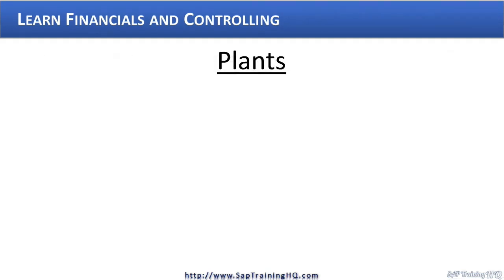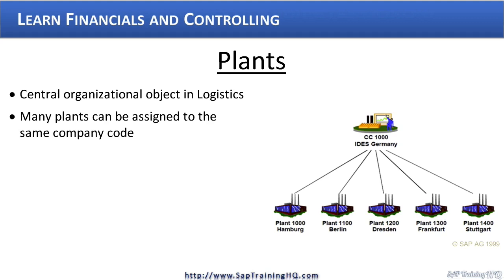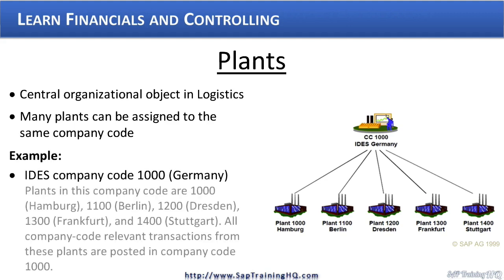First of all, plants. A plant is the central organizational object in logistics. Many plants can be contained in a company code. This means that many plants can be assigned to the same company code. Let's consider the example of the IDES company code 1000 for Germany. As shown in the image here, the plants in this company code are 1000 for Hamburg, 1100 for Berlin, 1200 for Dresden, 1300 for Frankfurt, and 1400 for Stuttgart. All company code relevant transactions from these plants are posted in company code 1000.